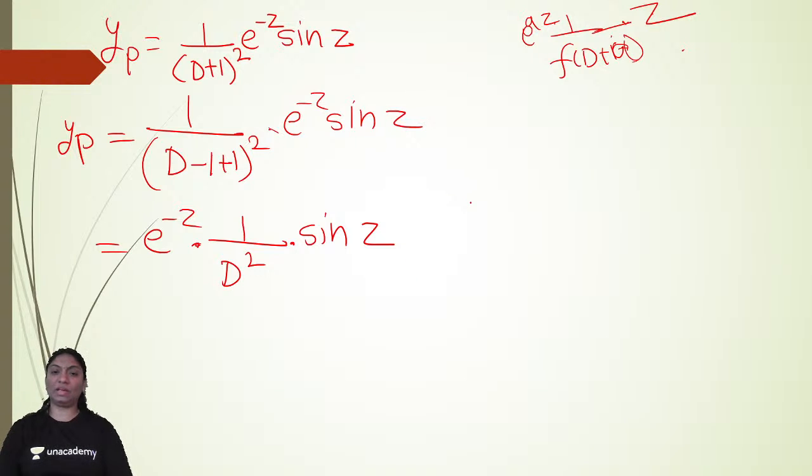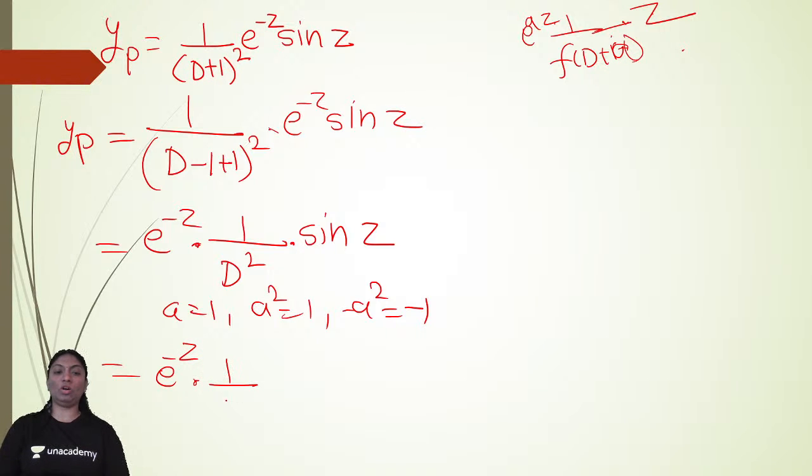So what is the sin of ax rule? If our function f of x is sin ax plus b or cos ax plus b, then we can replace D square by minus of a square. Here a is equal to 1, a square is equal to 1, minus of a square is equal to minus 1. So instead of D square, we directly use minus 1, e raised to minus z into 1 upon minus 1.